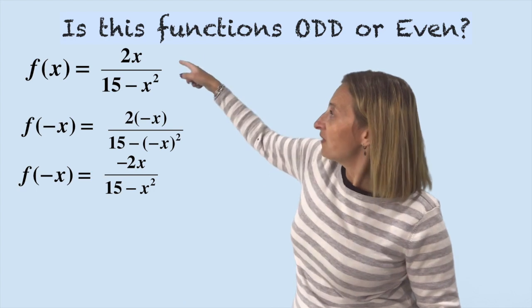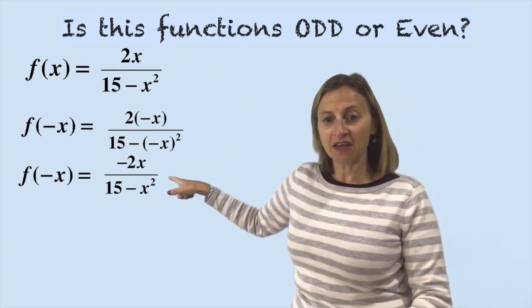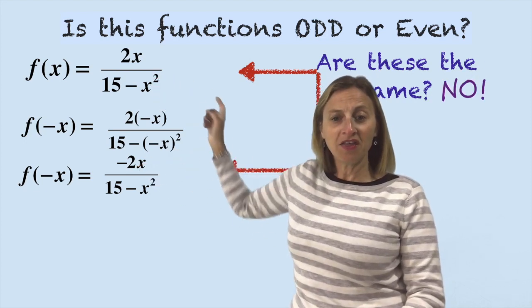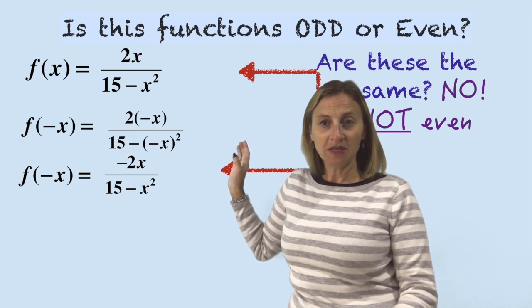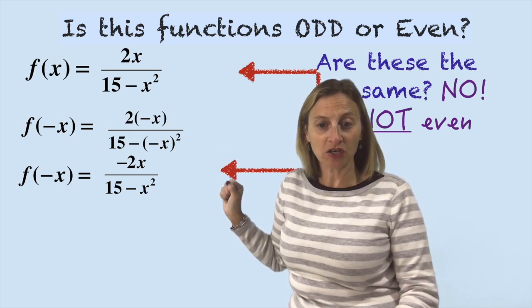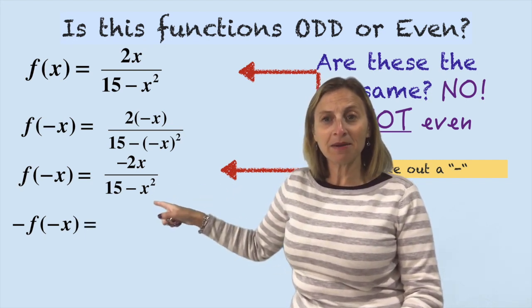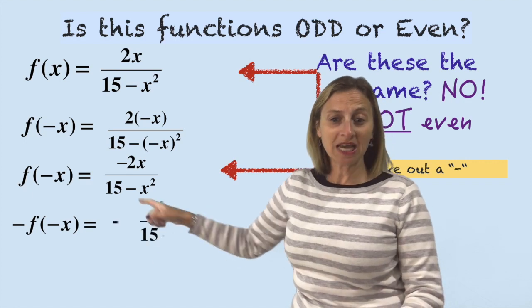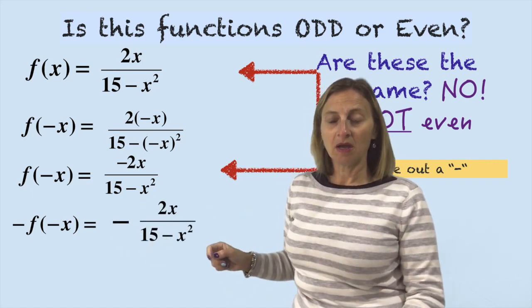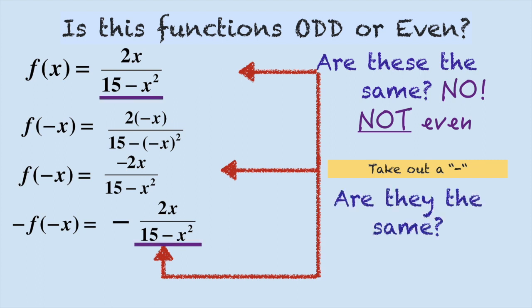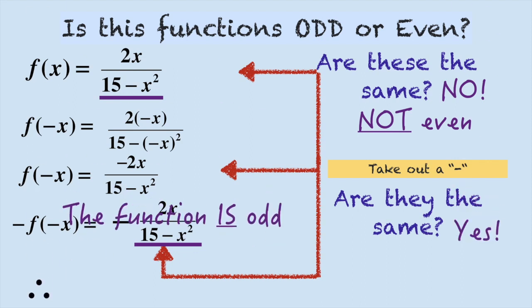So we need to look at the f of x and our last line and think, are they the same? No, because one has a minus out the front and one doesn't. Therefore, it's not an even function. Now we have to check to see if it's an odd function. And how do we do that? We need to factorize out a minus. Now, when you factorize out a minus from a fraction, you can just take out the minus from the top, like this. And now we have a look to see whether or not our original function is the same as what we've got in front of the minus. Are they the same? Yes. Therefore, this is an odd function.